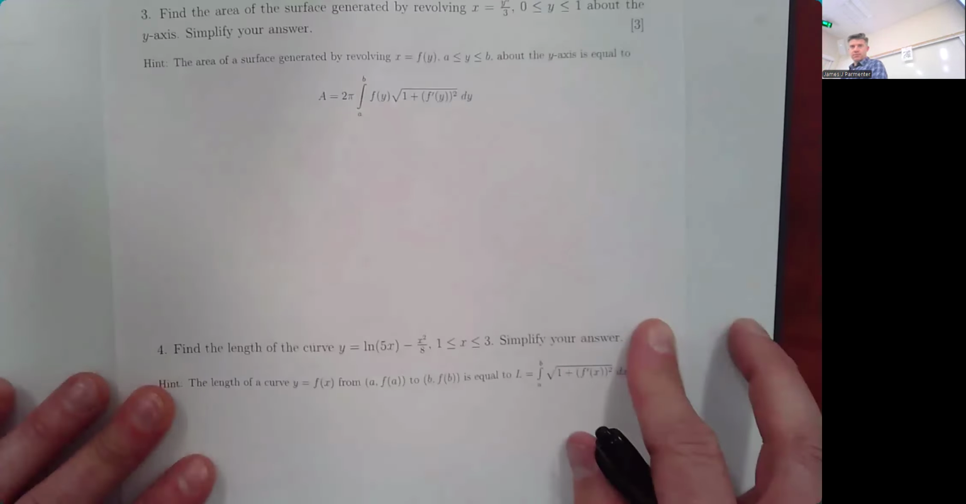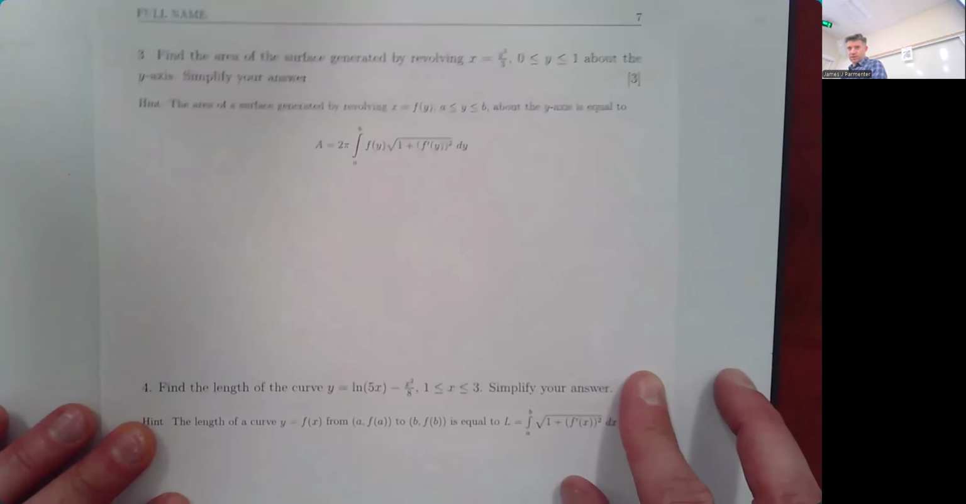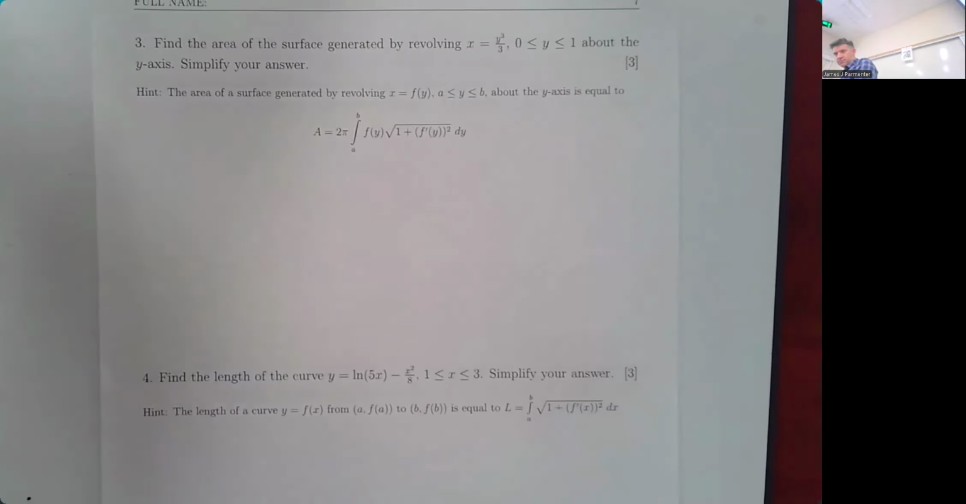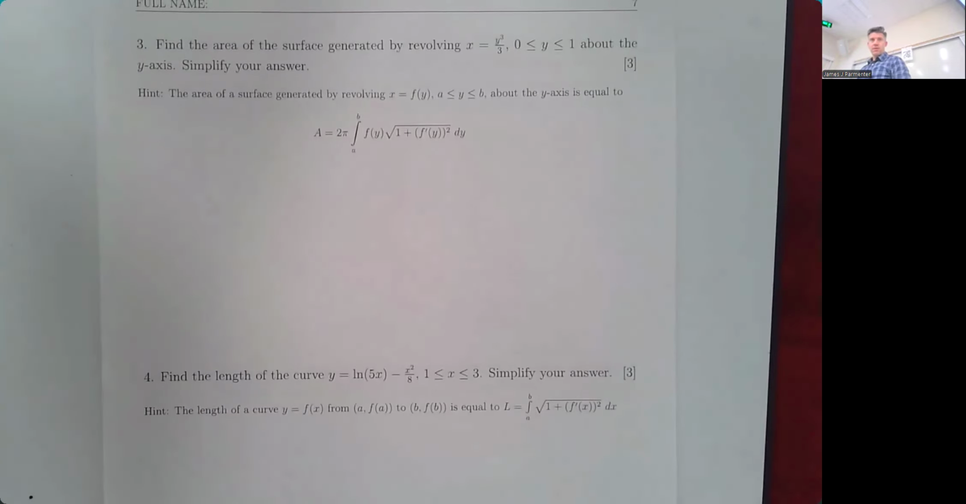Problem 3. Find the area of this. I've got this here. Let's just do this. Let's refocus here. So this question says, find the area of the surface generated by revolving x equal to y cubed over 3, where y is between 0 and 1, about the y-axis. Simplify your answer. And then they give you a hint, or give you the formula.